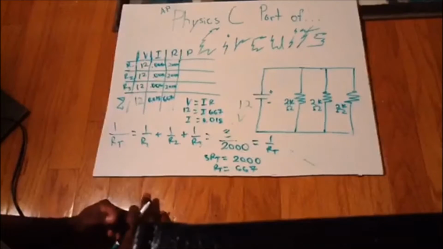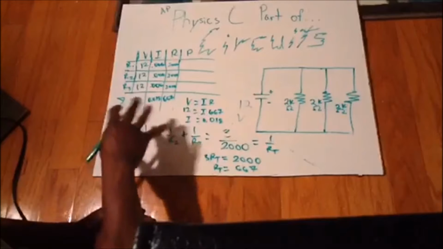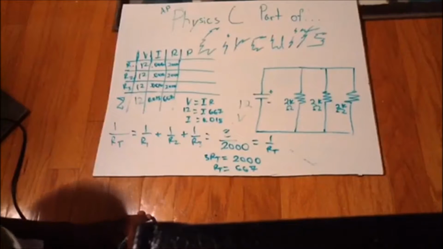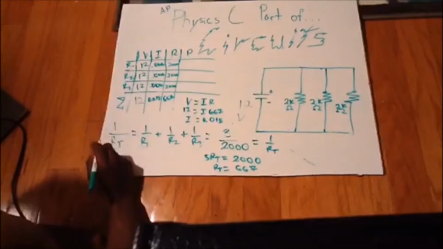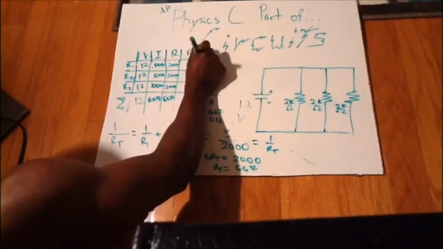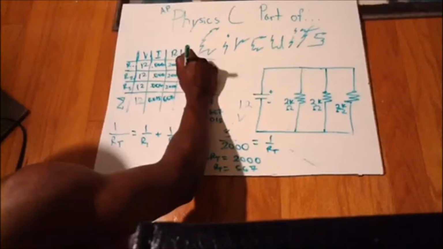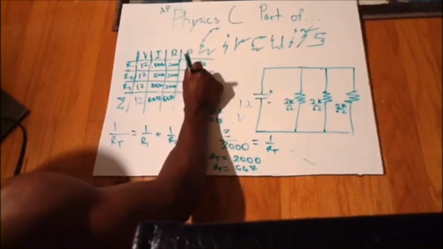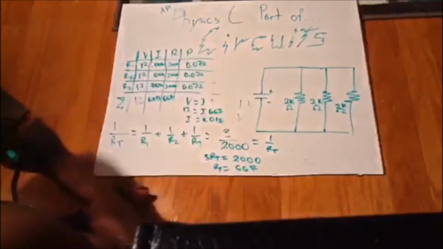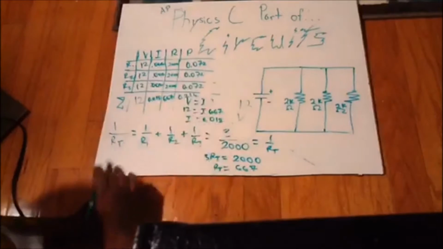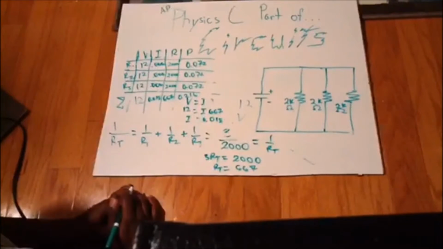And lastly, for power, which is what the P stands for in this table, power is going to be equal to voltage times the current, because power is the change in energy over time. So if we just do this simple multiplication, it will be 0.072, 0.072, and then 0.072. This comes out to a total amount of power of 0.216, and that is our table.